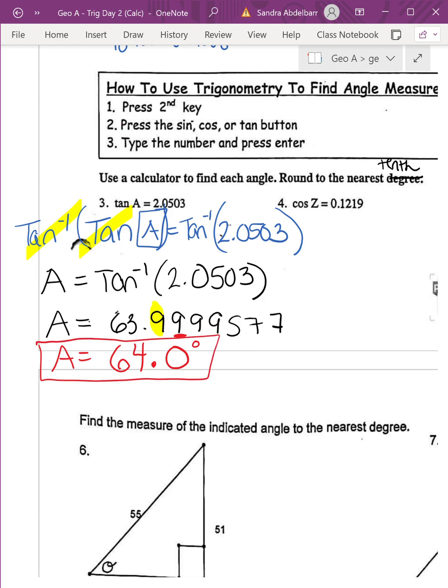All right, you all do number 4, round it to the nearest tenth, and then we'll go over it.